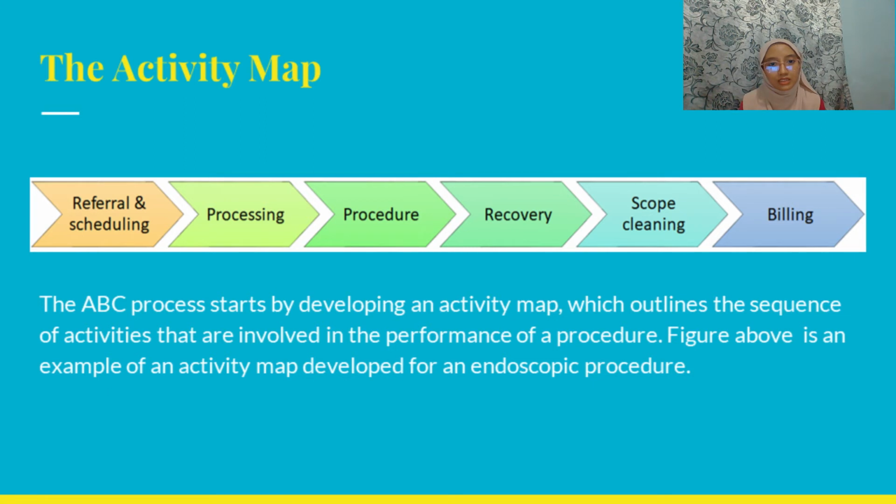Okay, the first step is developing an activity map. An activity map outlines the sequence of activities that are involved in the performance of a procedure. The figure shown in the slide is an example of an activity map developed for an endoscopic procedure. An endoscopic procedure is a procedure of one of the units in a hospital. So the activities involved are referral and scheduling, processing, procedure, recovery, scope cleaning, and billing.